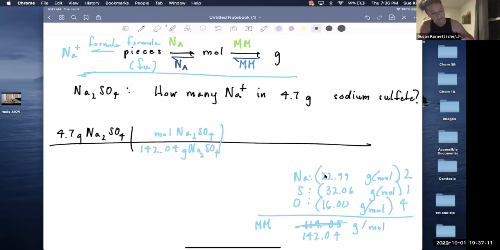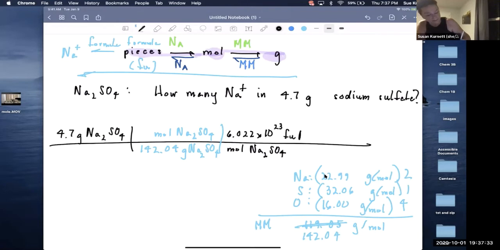Okay, so I've gone from grams to moles. Now we need Avogadro's number to get to pieces. And now I need the formula, which tells me that there's 2 sodiums in every formula unit to get to the ions.